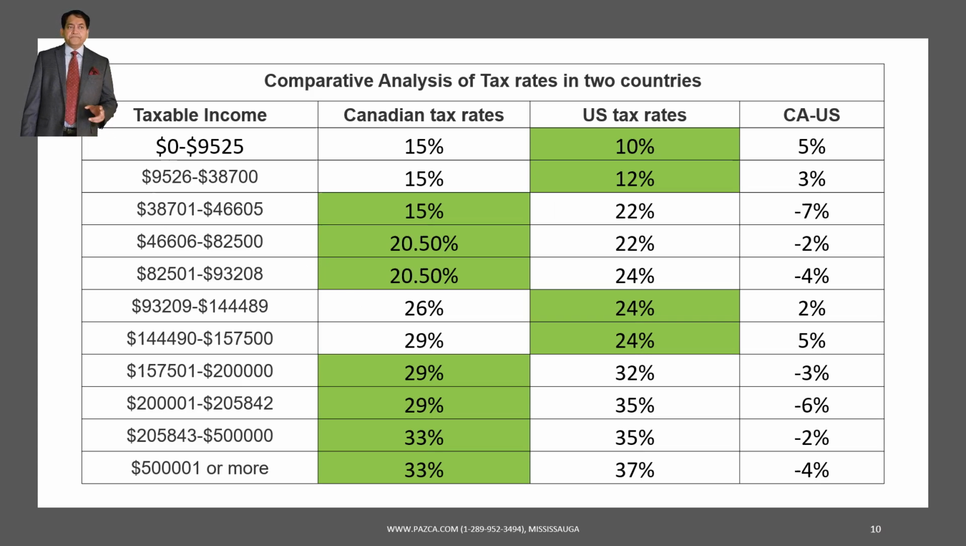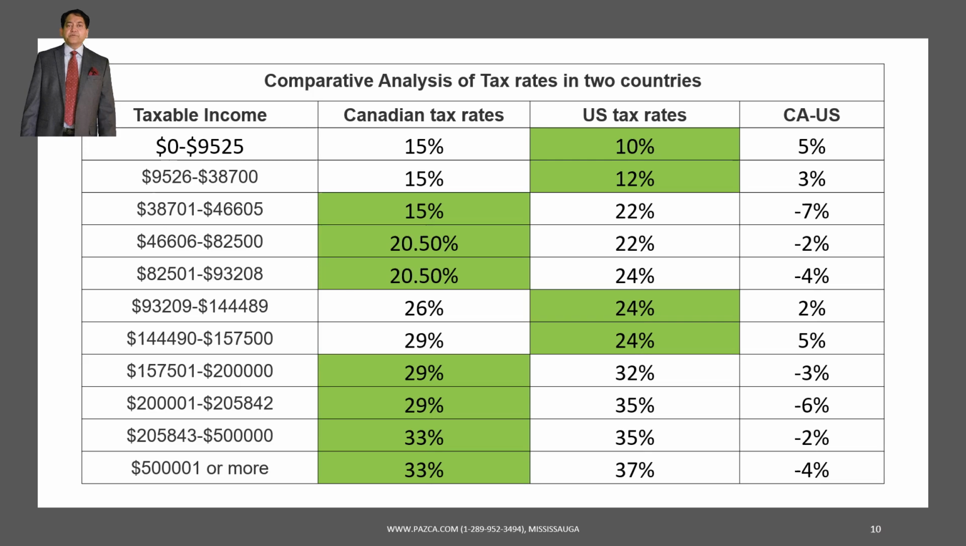For example, on the US side as well as on the Canadian side. So this green color indicates who is paying lower tax or lower marginal income tax when compared with the counterpart living in the other country. For example, in the first band of income, which extends up to $9,525, the Canadian individual or resident is paying 15% of tax, while the US resident is paying 10%.